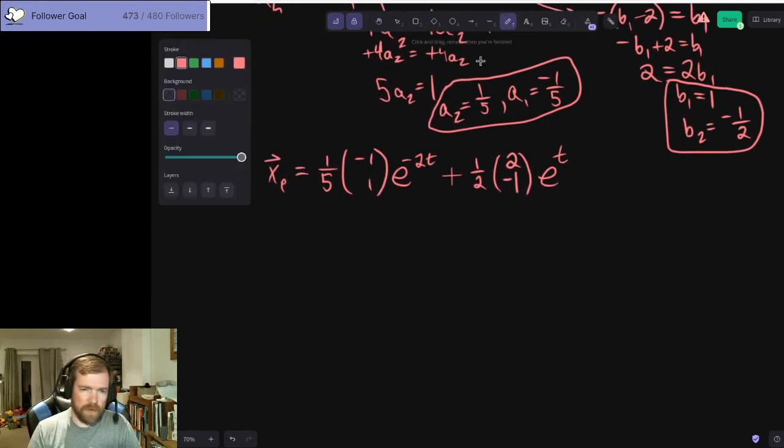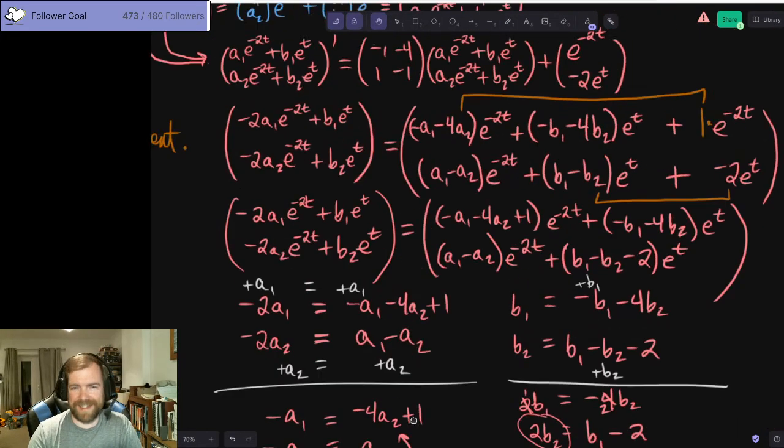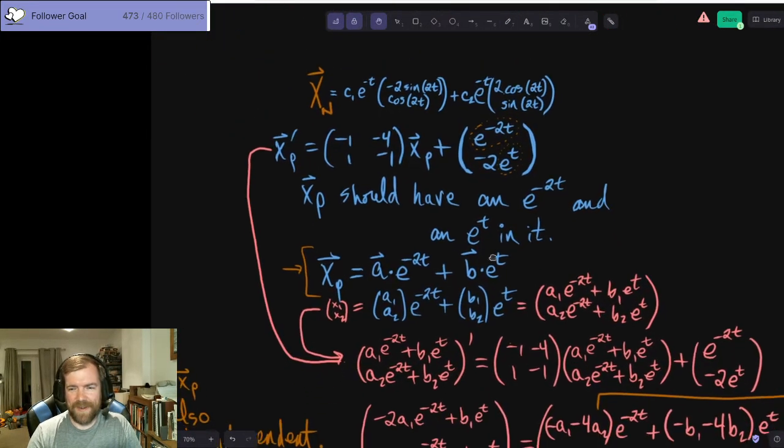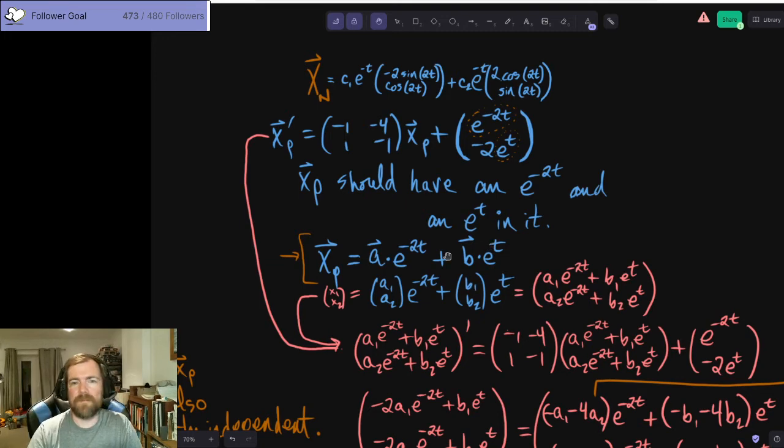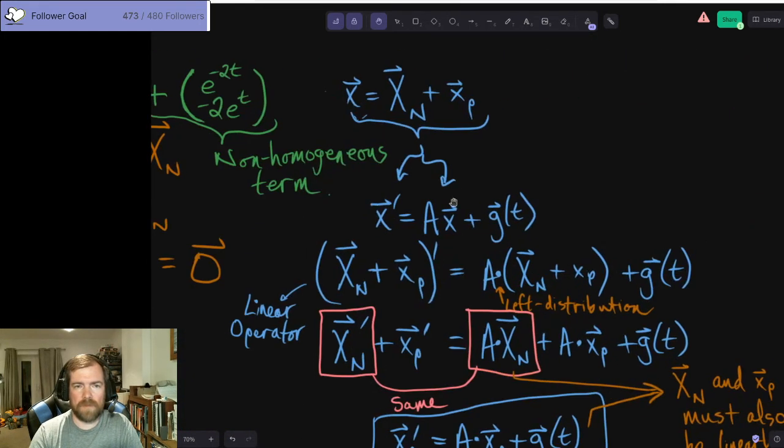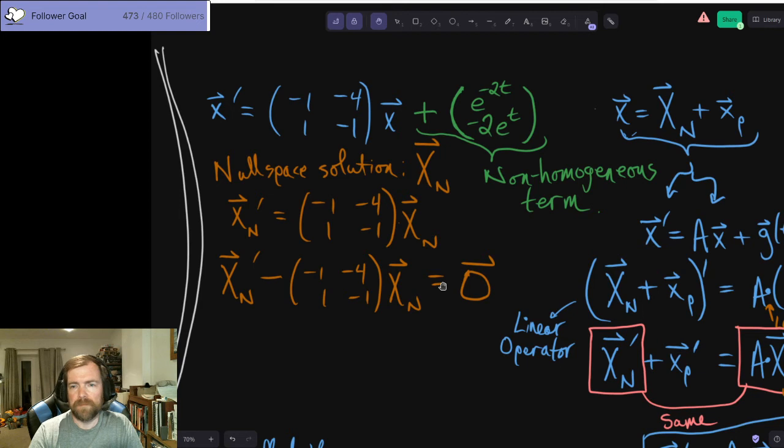So now we have our nullspace solution. And what was our original matrix? Very good question. I just want to make sure that we're on the right stuff here. There's a lot that just happened.